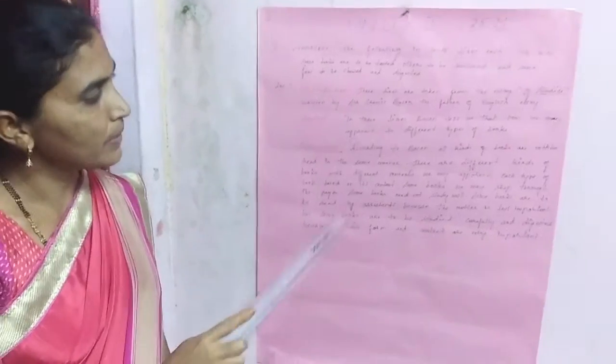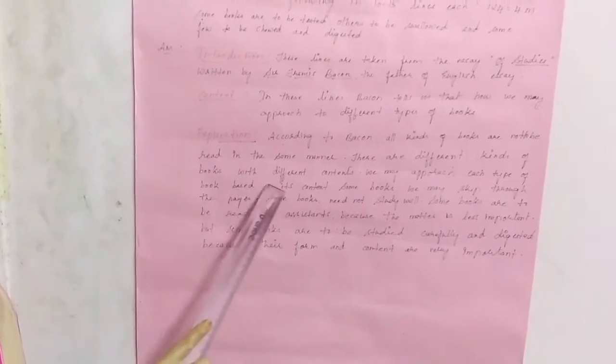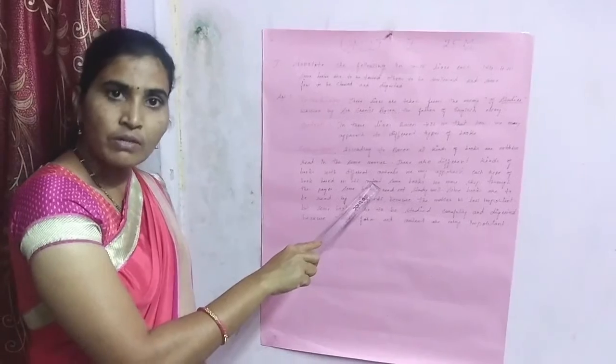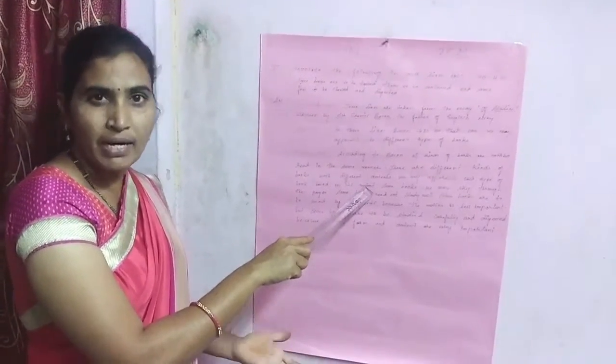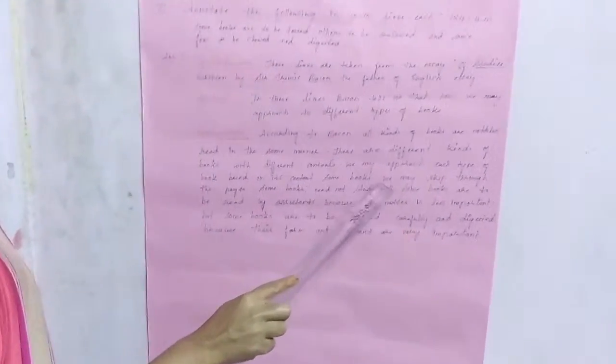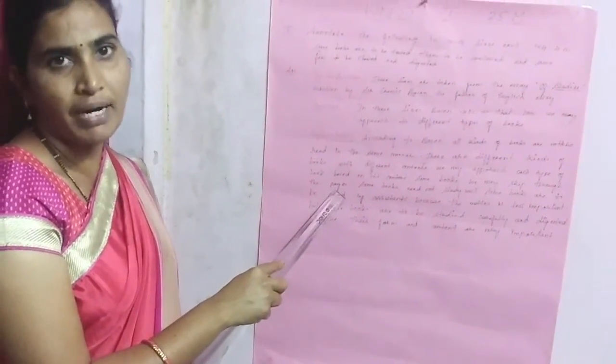See the explanation once. According to Bacon, all kinds of books are not read in the same manner. There are different kinds of books with different contents. We may approach each type of book based on its content, based on the value of the book. We can spend more time or less time, or read in parts, or read the whole book. Some books we may skip through the pages. Some least important, pleasure-giving books, we can skip in parts.